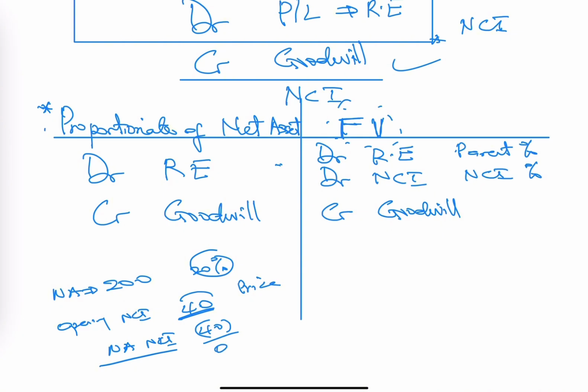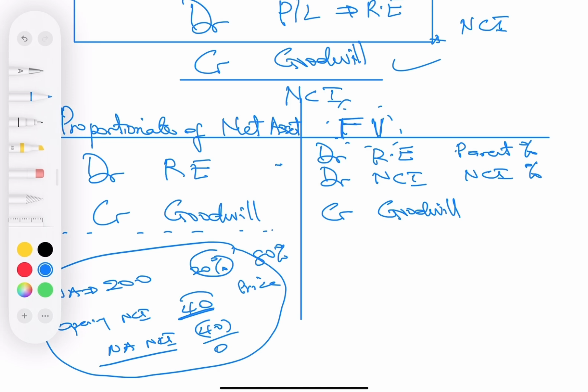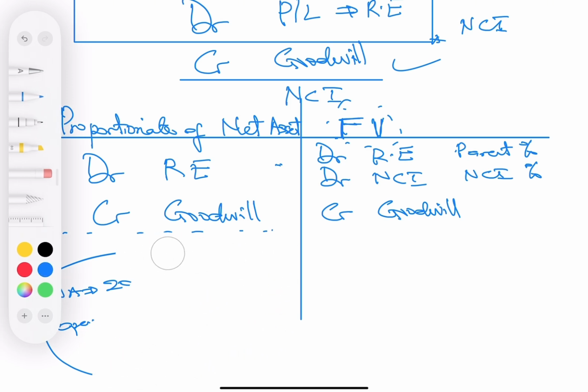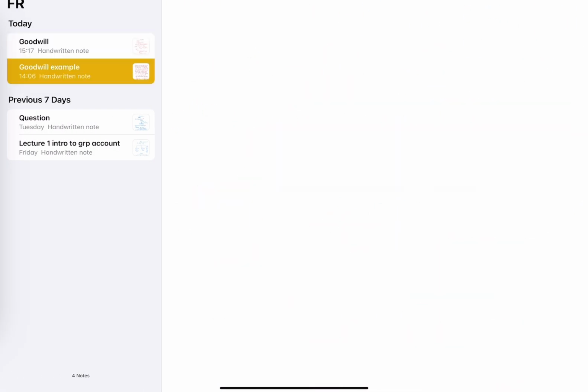So any goodwill that arises from a situation like this is obviously coming from the 80%, which is the parent part. And that is why NCI doesn't get any impairment when a proportion of net asset approach is being used. But we'll look at a proper example now. I just quickly used this to exemplify how and why. Now, let me take you to a question.